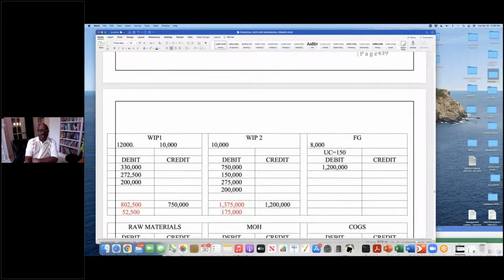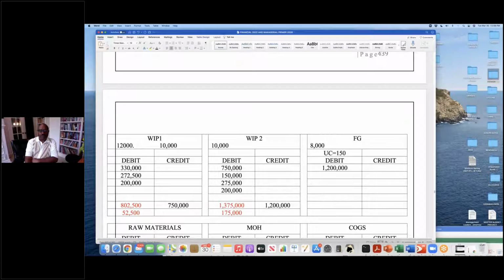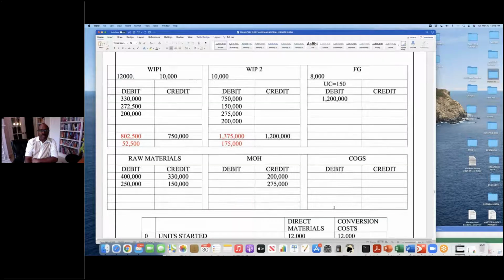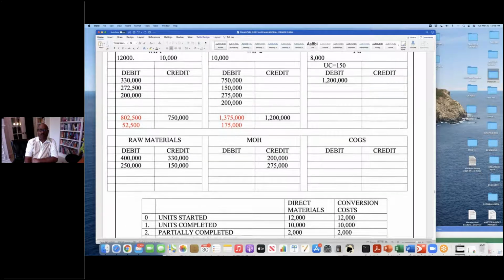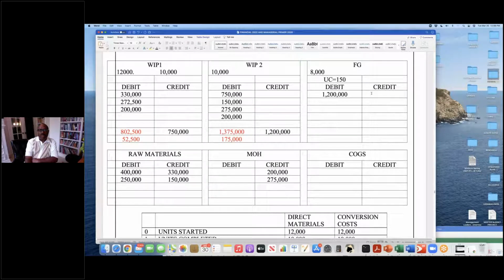Okay, so where are we over here now? So we need to credit finished goods for how much? 750? Debit cost of goods sold 750. So how much do we have left over here in finished goods? 450,000.